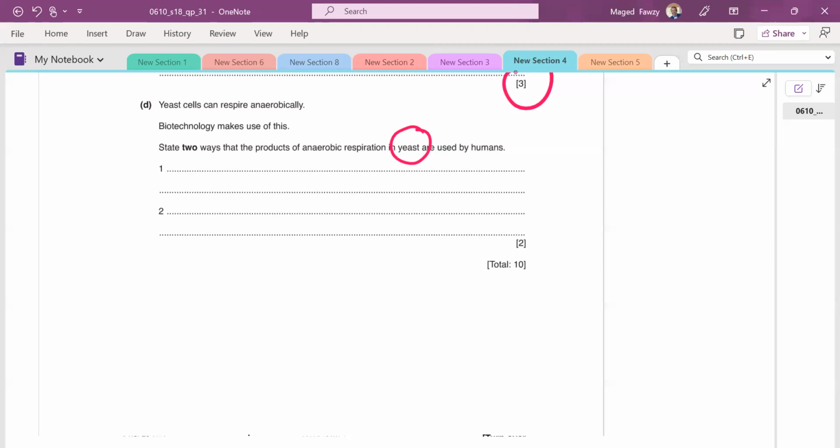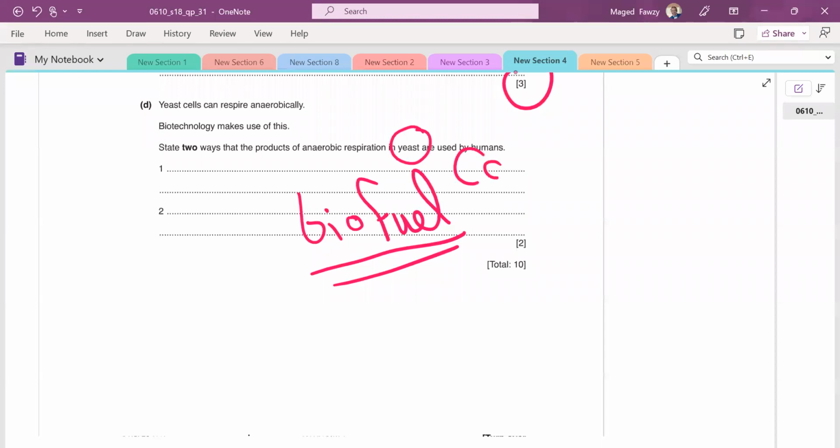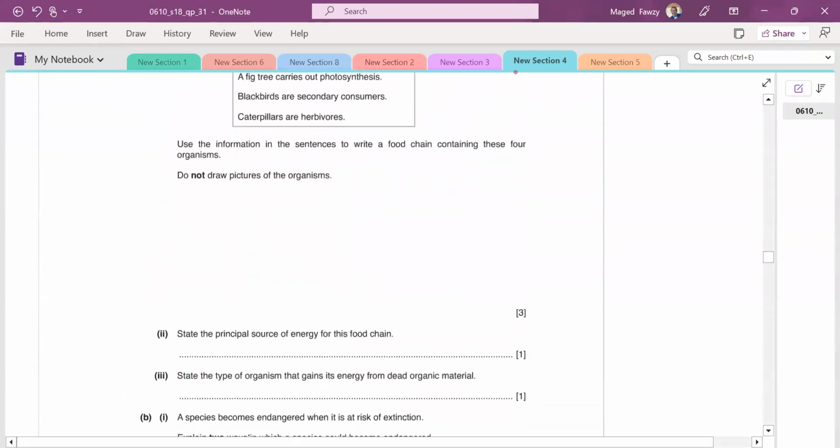طيب الـ bread making وإيه تاني؟ بتنسوها دايما، الـ biofuel. مش احنا بنـ produce الكحول، we can use it as a biofuel لأنه considered as a clean source of energy. الـ yeast بتعمل الاثنين، بنستخدمها في الـ bread making لأنها بتـ release carbon dioxide، وكمان الـ biofuel for making الكحول.